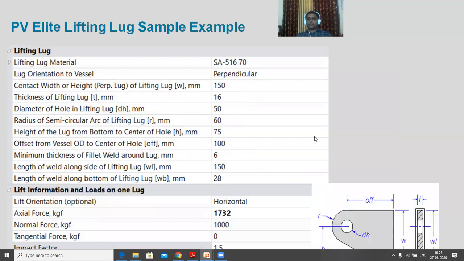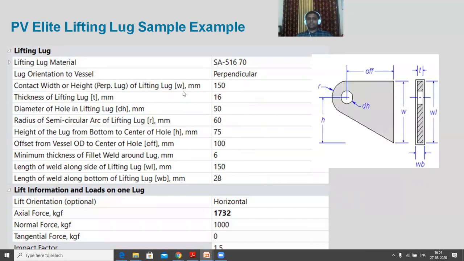So let's say this is the diagram. This is taken from PV Elite. This is not shown in CodeCalc, but it is the same diagram which will help us understand the various inputs that we are supposed to provide in the software, so that the software will perform the calculation. First is the lifting lug material, which we have to choose properly from the library. Then the lifting lug orientation to the vessel. We are designing the perpendicular type of lifting lug. Another is the ear type of lifting lug. Those will be placed like this on the equipment. So these are not the ear type; these are the perpendicular type of lifting lug.